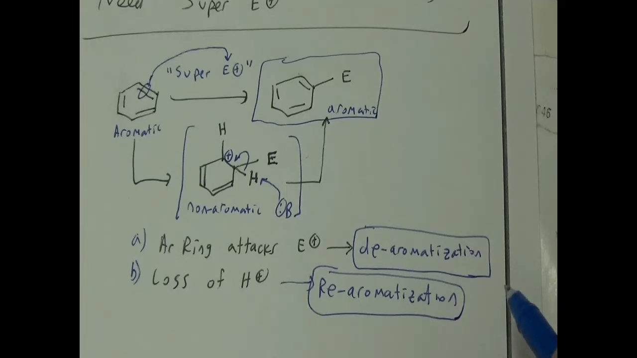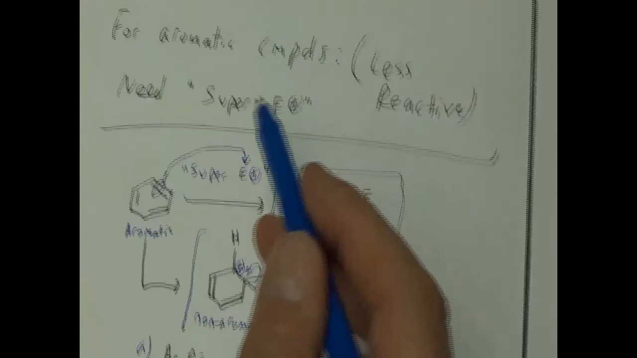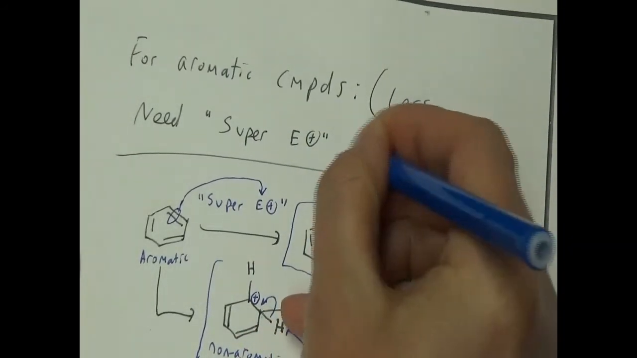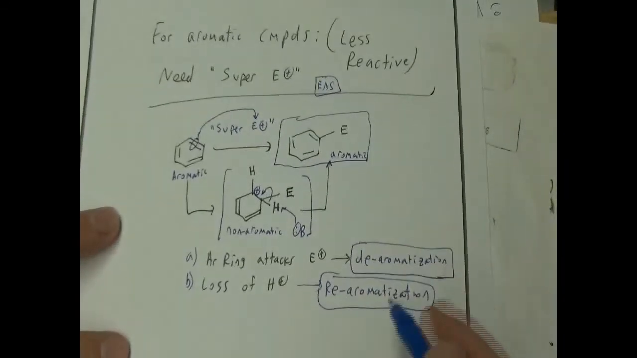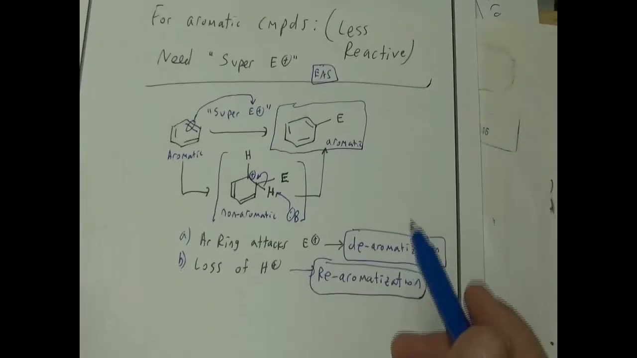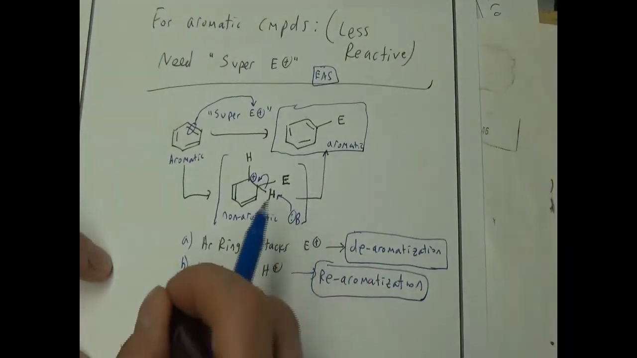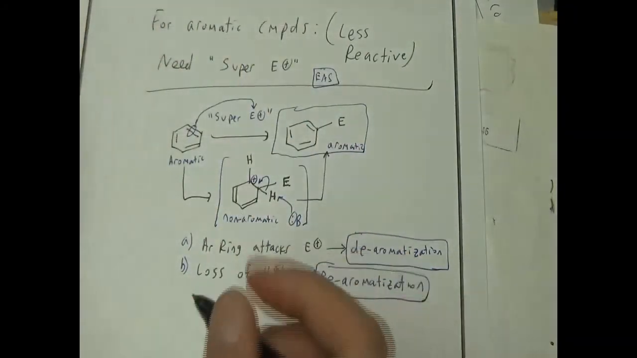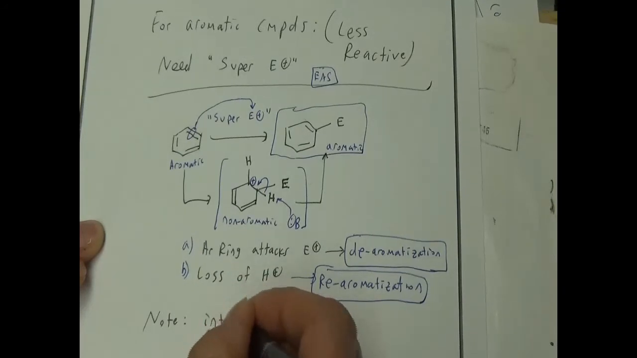Okay, so that's essentially the EAS reaction, electrophilic aromatic substitution. We're going to see a bunch of examples of this now. All right, let's talk about the intermediate cation, which is this. This is the intermediate cation. So, a note about the intermediate cation.